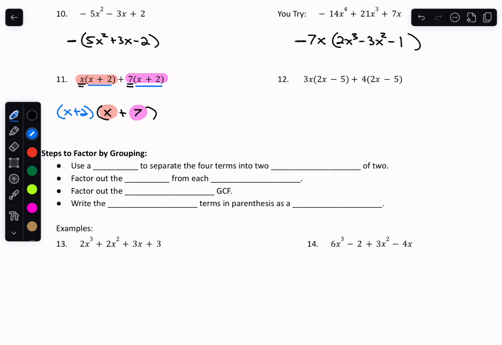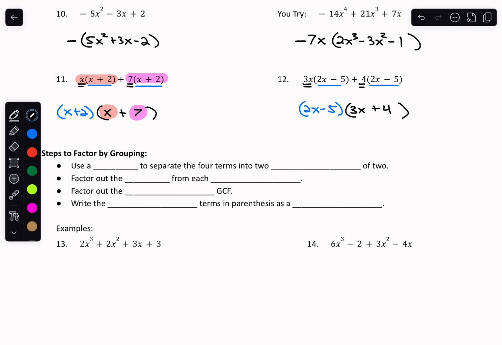So in the next one, number 12, we have 3x times 2x minus 5 plus 4 times 2x minus 5. I'm going to write the 2x minus 5 in the front. That is the GCF of these two terms. And what's left behind is the 3x and the 4. So in my second set of parentheses, I have enough space for two terms because we started with two terms. And what we have left is a 3x and a positive 4. So when you actually do it, it's not too complicated, but it looks a little funny.